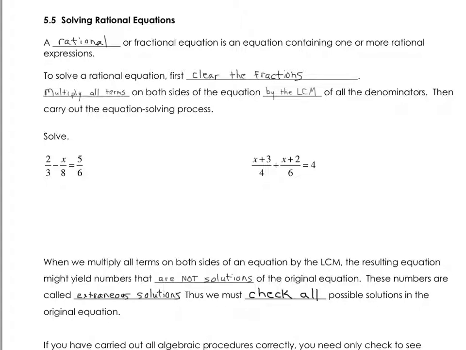Section 5.5, Solving Rational Equations. A rational or fractional equation is an equation containing one or more rational expressions. To solve a rational equation, first clear the fractions. We don't like fractions? Get rid of them. Multiply all terms on both sides of the equation by the least common multiple of all the denominators. Then carry out the equation solving process.